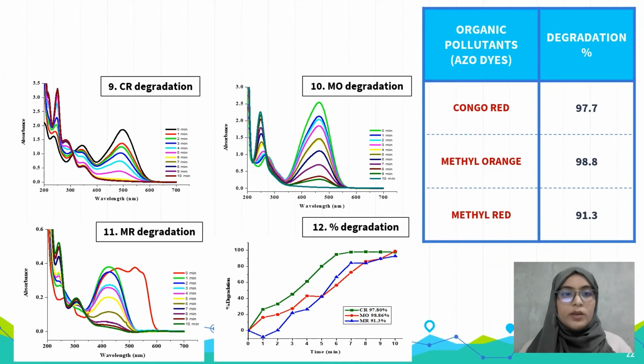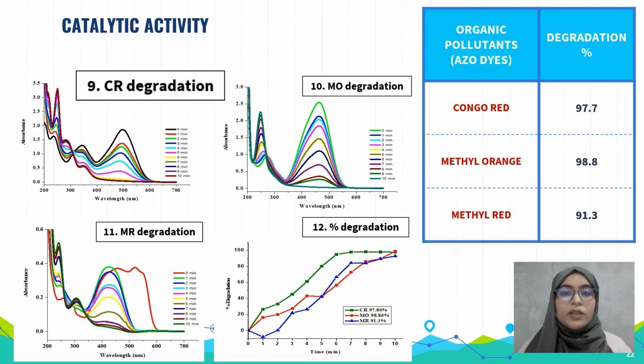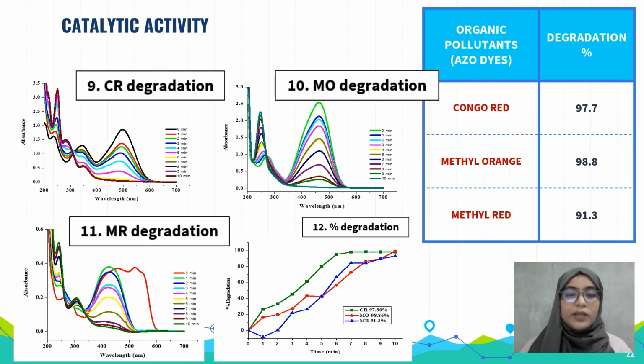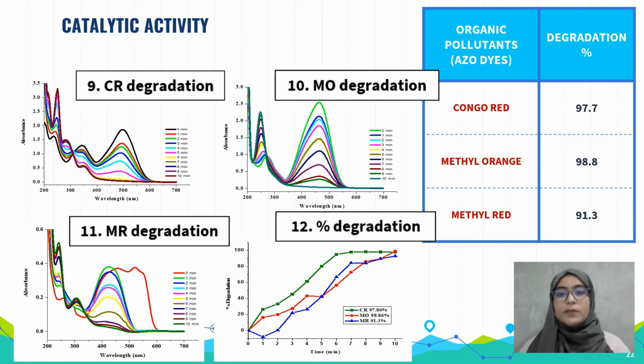So here is the interesting part, that is my results from catalytic activity studies. Figure 9 shows Congo red degradation and figure 10 shows degradation pattern of methyl orange and figure 11 shows methyl red degradation and figure 12 shows percent degradation of all three dyes. And its percent degradation figures are given in the table.